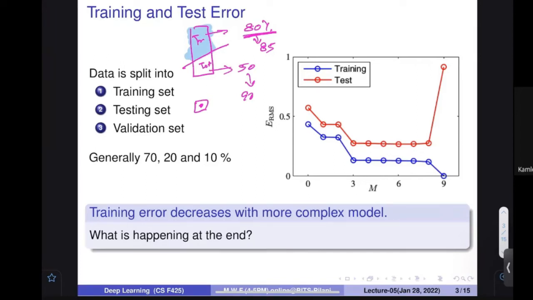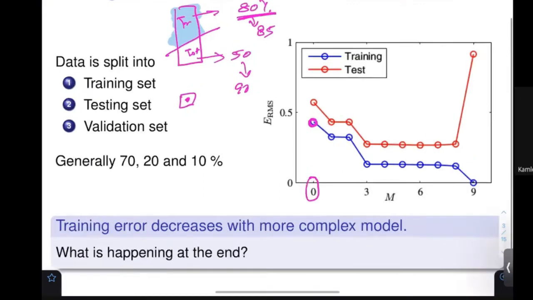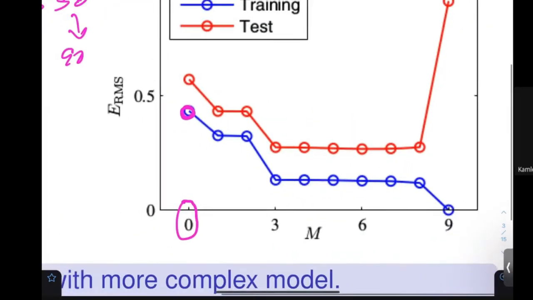So if my model has, for example, m equal to 0, and on this my training error is this much, how much would the testing error be? Something higher than this, maybe this. Clear or not? Yes or no? Can you write yes or no?